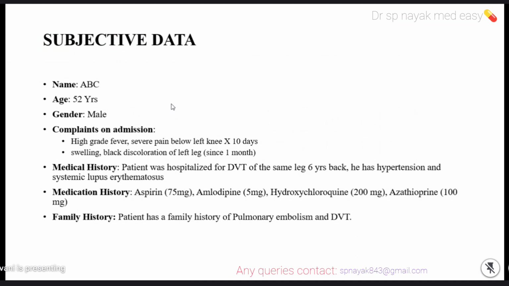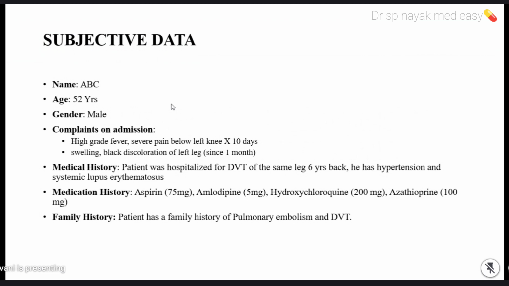The medical history of the patient involved that he was already suffering from hypertension and systemic lupus erythematosus, and he was hospitalized for deep vein thrombosis of the same leg 6 years back. And he was suffering with similar symptoms when he was admitted to the hospital 6 years back.